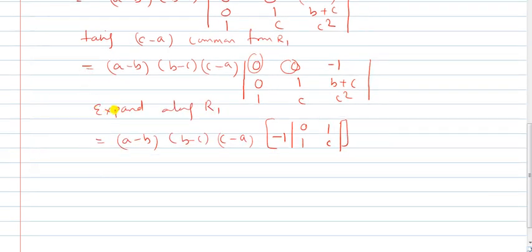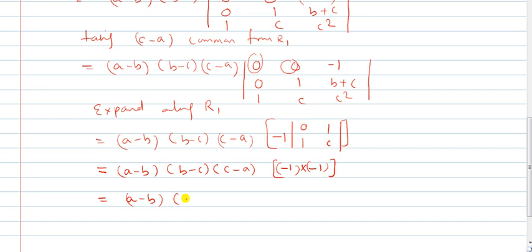This is equal to a minus b multiplied by b minus c multiplied by c minus a, then minus 1. This is minus 1. Minus 1 multiplied by minus 1 will give you 1. So the final answer is a minus b multiplied by b minus c and multiplied by c minus a, right? So this is equal to RHS, and the things are proved.